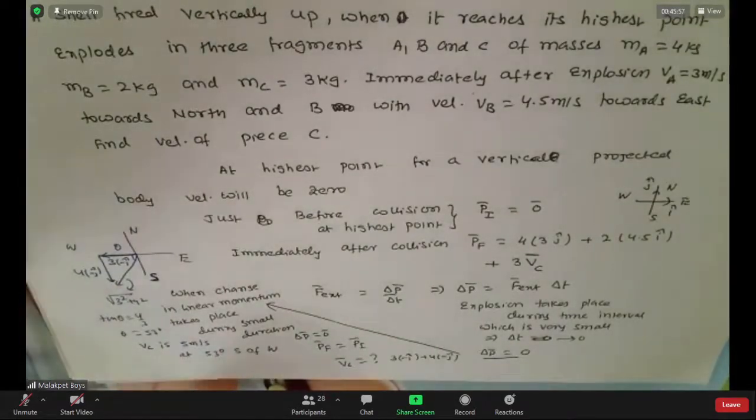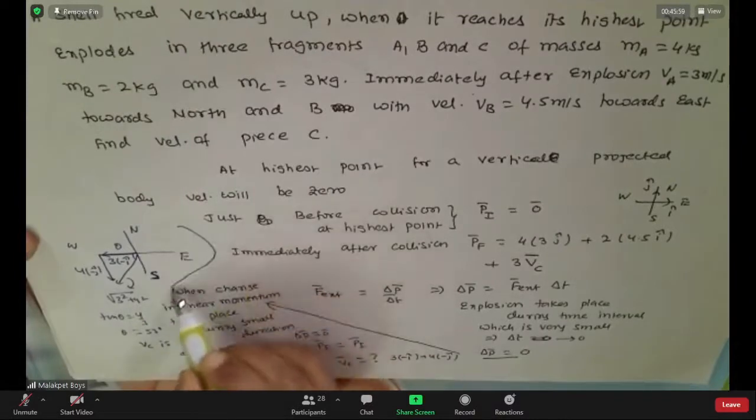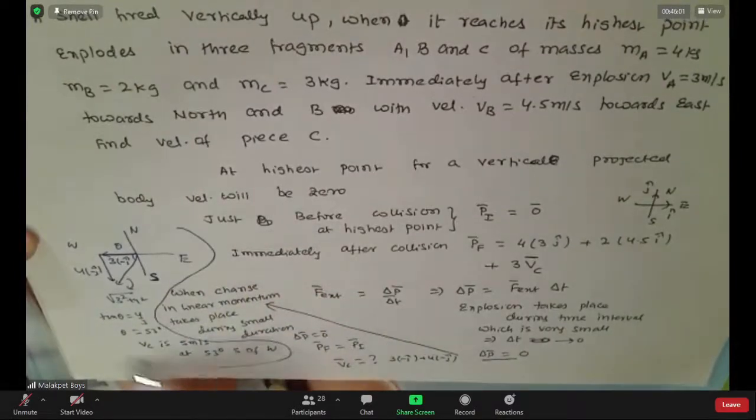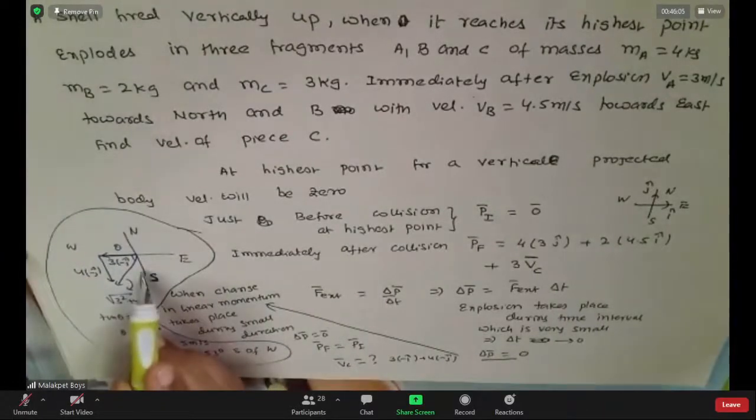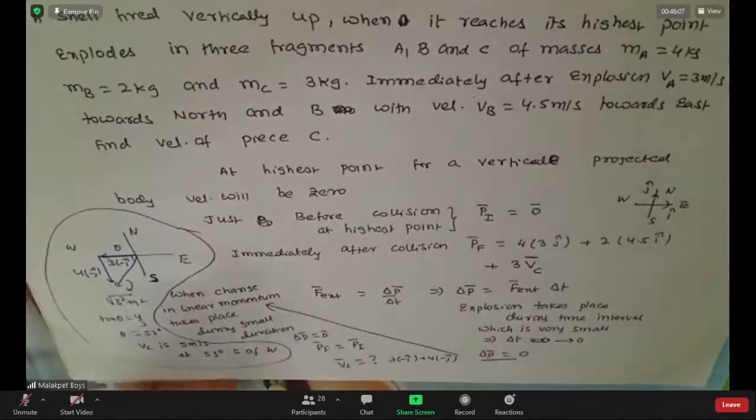Understood this? In the options you will be seeing it like this, not i, j, k. Or 37 degrees west of south. Understood how to give the angle? Even if you know till here, if you don't know this, you cannot pick up the option, no? We cannot pick up the option.